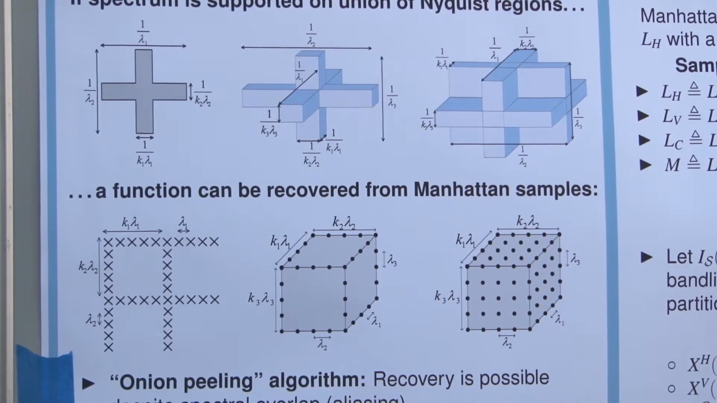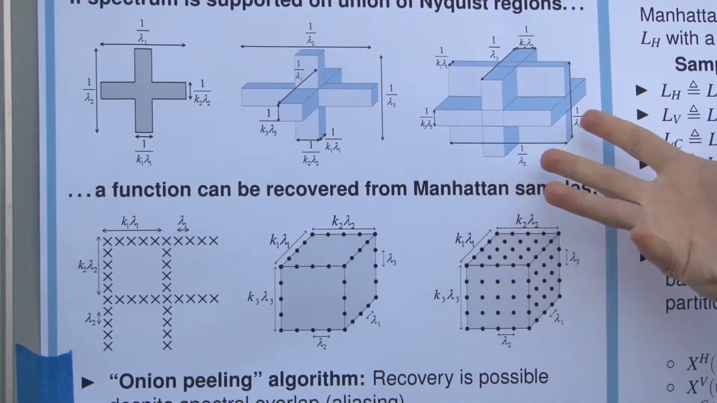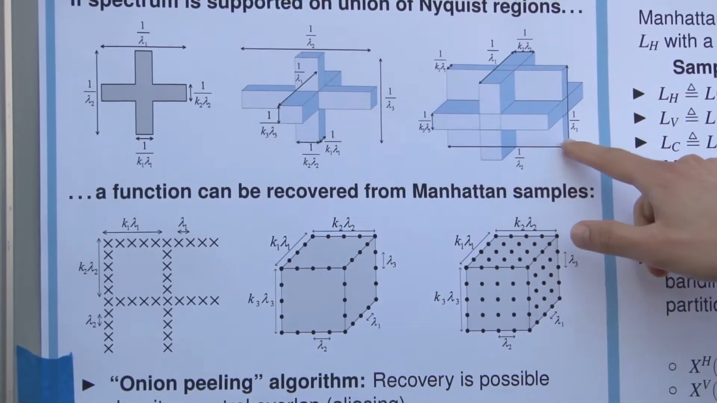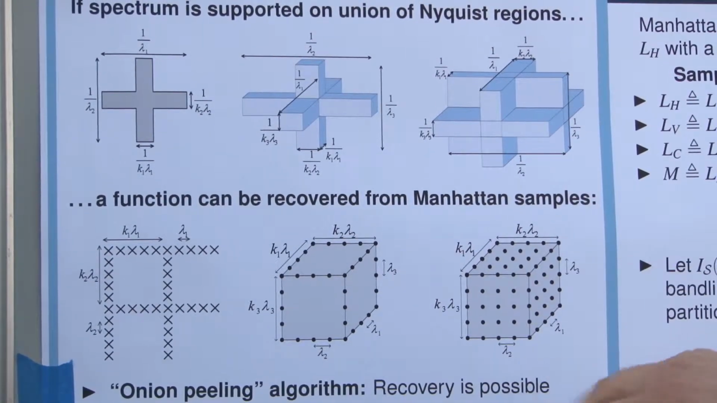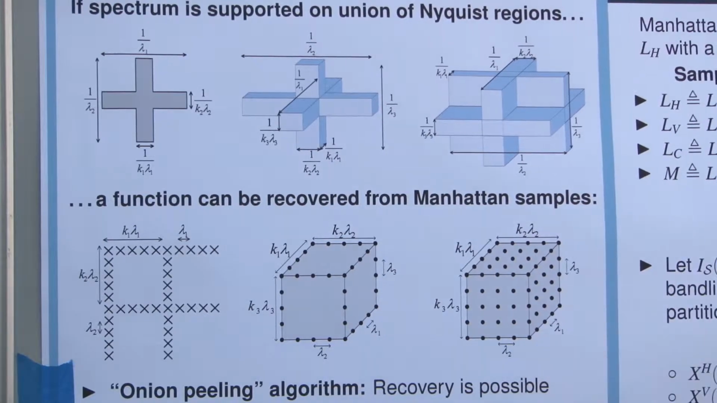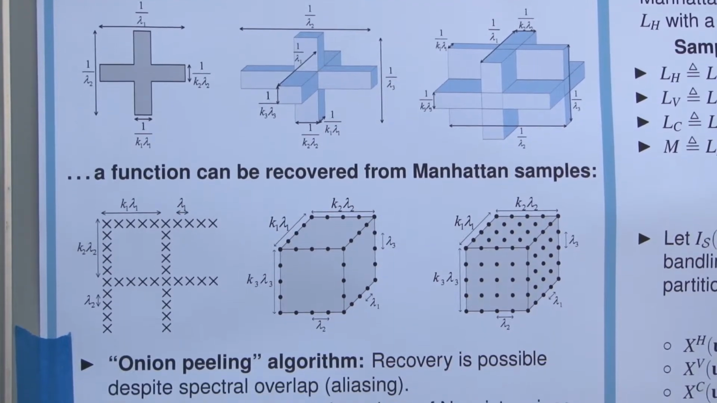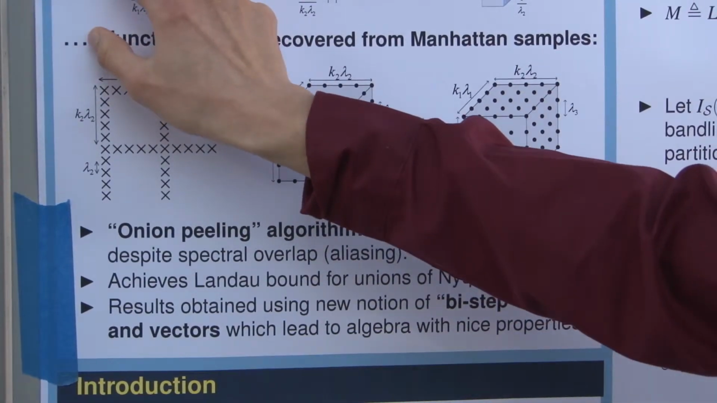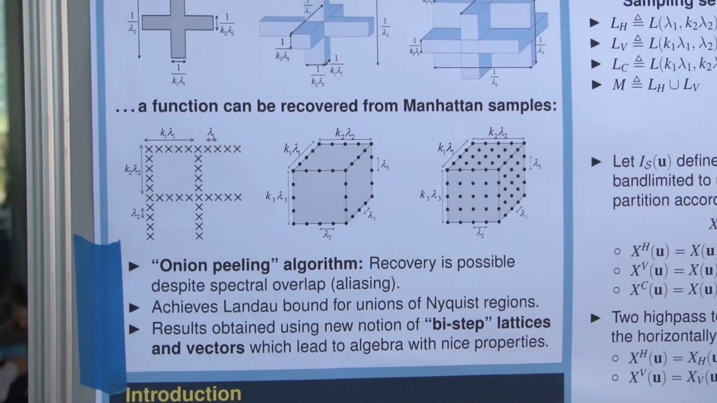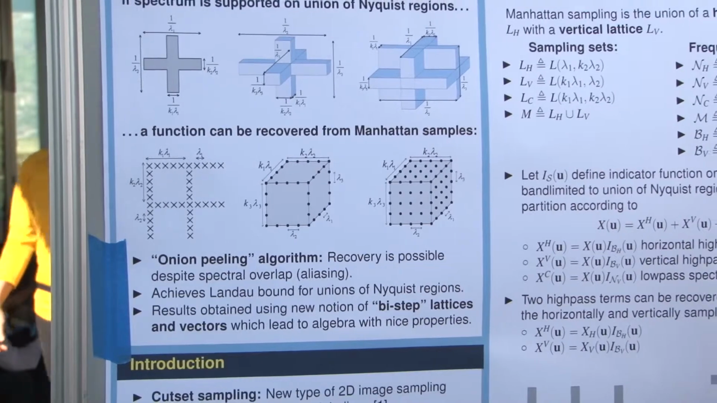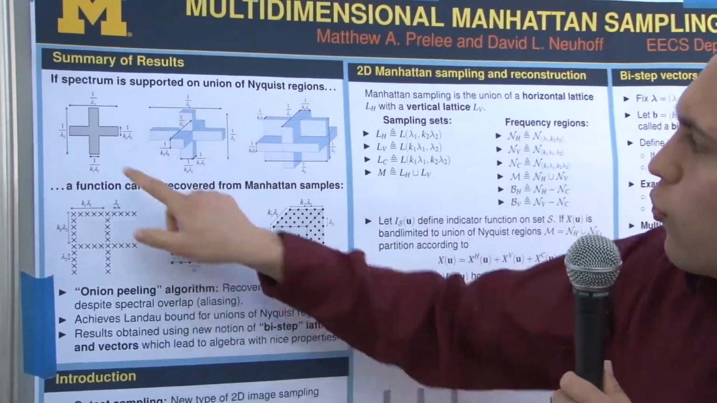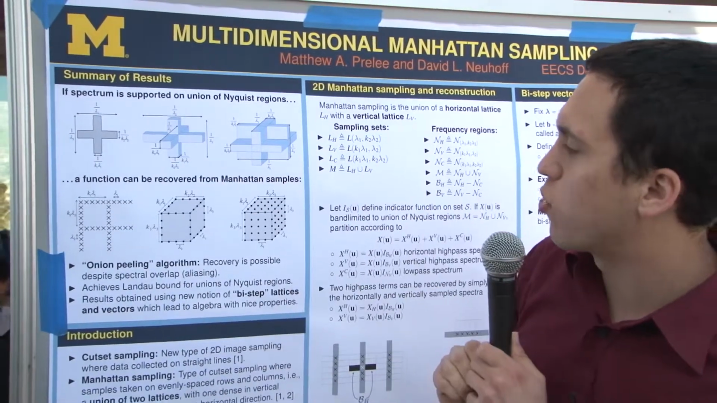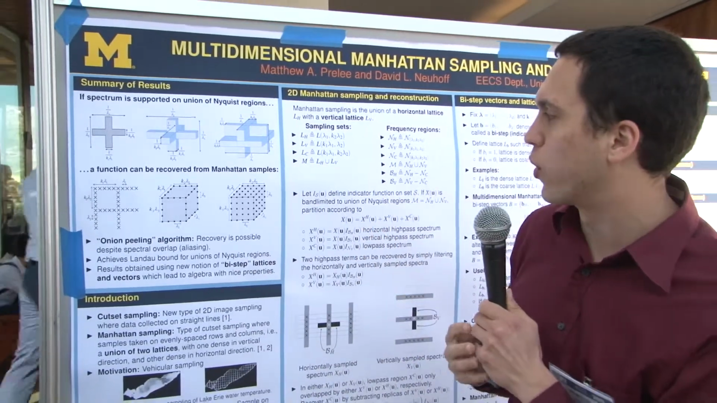Another example is if a function satisfies this spectral constraint, it can be recovered from sampling on the faces of this cube in 3 dimensions instead of the edges of the cube. The way we do this is with an onion peeling algorithm. We call it an onion peeling algorithm because we reconstruct the high frequency arms first and then figure out how those high frequency arms alias the low frequency regions in the spectrum. And then we recover the low frequency regions.